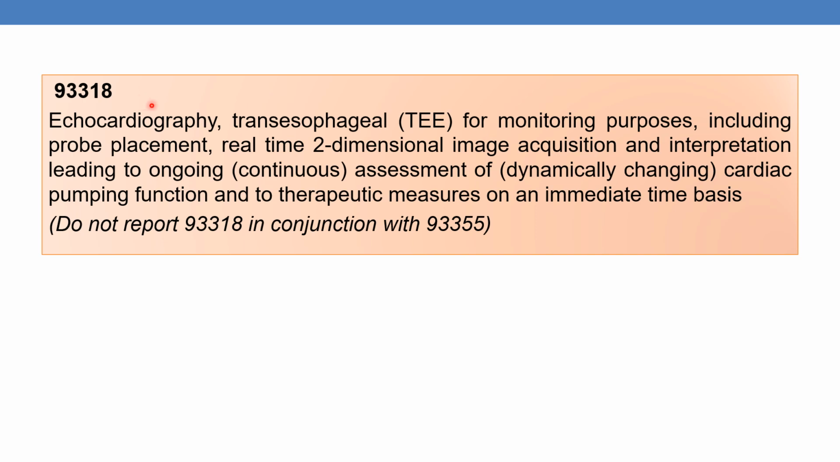The next is 93318. Echocardiography transesophageal for monitoring purpose, including probe placement, real-time 2D (two-dimensional) image acquisition, interpretation leading to ongoing continuous assessment of dynamic changes, cardiac pumping function and to therapeutic measurements on an immediate time basis. This is for monitoring purpose only. TEE for monitoring purpose only means you need to report 93318. This includes the probe placement, 2D image acquisition, interpretation and assessment of cardiac pumping function and to therapeutic measures on an immediate time basis.